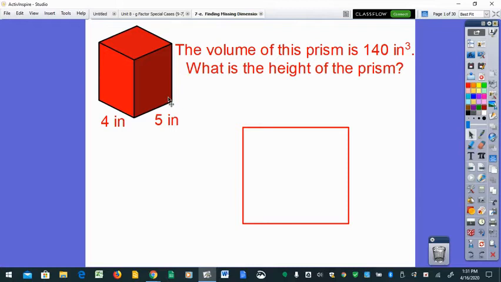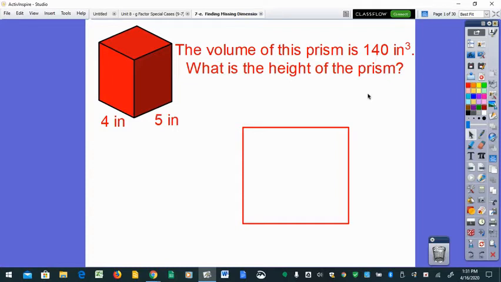So to start this, let's go back to our box, our rectangular prism. Remember, in order to find the volume of the box, you would take the length times the width times the height, and that would give you volume. But notice in this problem, the height is missing, and instead, I've given you the volume. I've kind of given you the answer, and I'm asking you for one of the pieces to get to that answer.